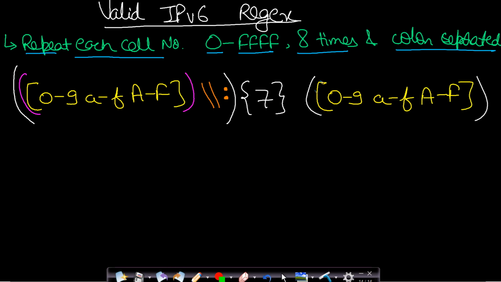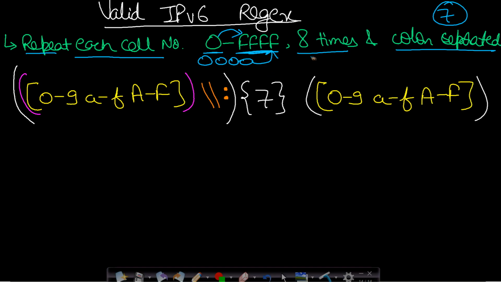In a similar way, this is repeating 8 times and it is colon separated. So how many colons will there be? There will be 7 colons. Therefore, first we will form this number. So how will we form this number? Well, this is nothing but a 4-digit number. This can range from 0 to 4 f's, so this is a maximum 4-digit number. This 0 can also be written as 4 zeros, so 4 zeros to 4 f's.